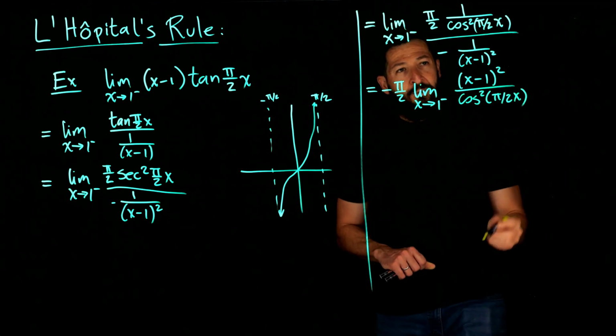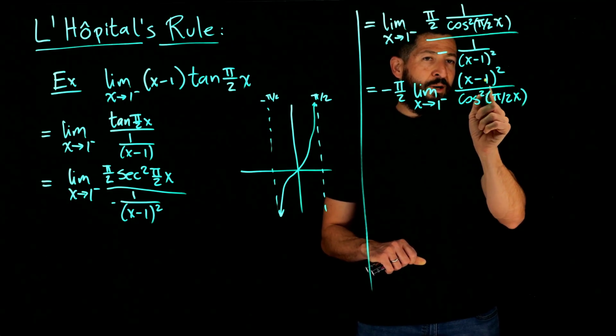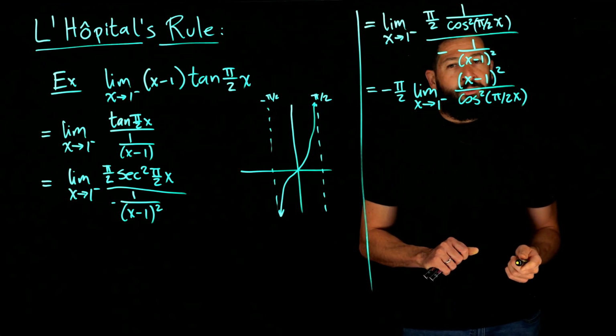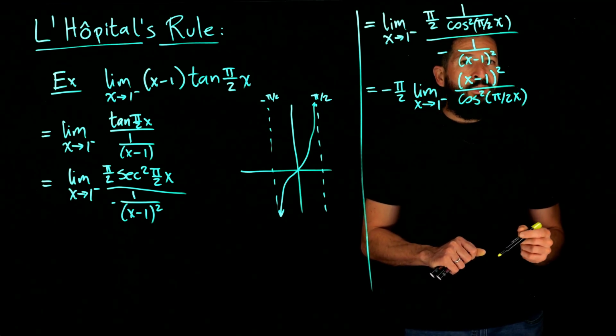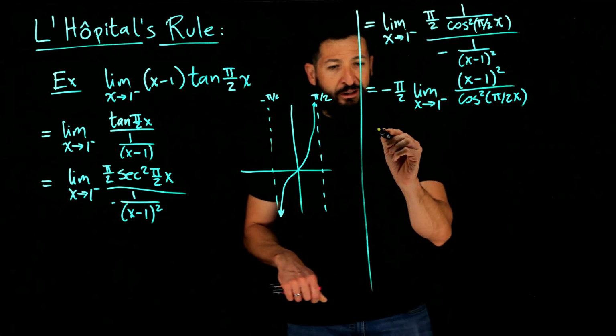All right, so now when I evaluate directly, again, when I evaluate at 1, I'm going to have 1 minus 1, 0, and then cosine of pi over 2 is still going to be 0. So I have 0 over 0. Now I'm going to take another limit.